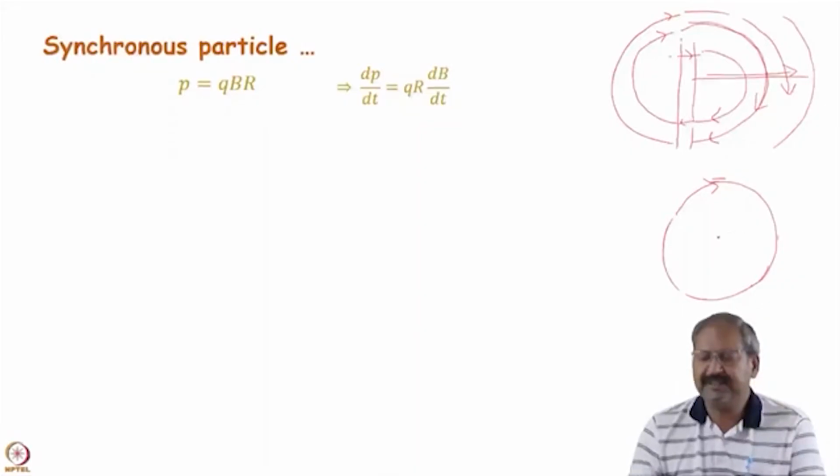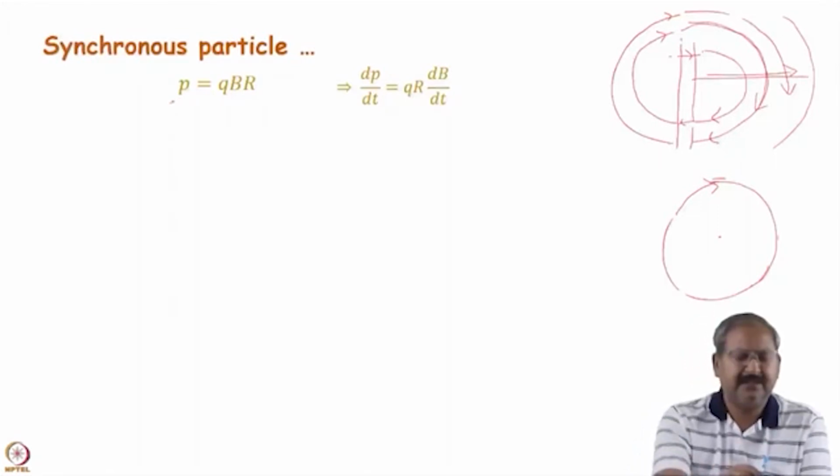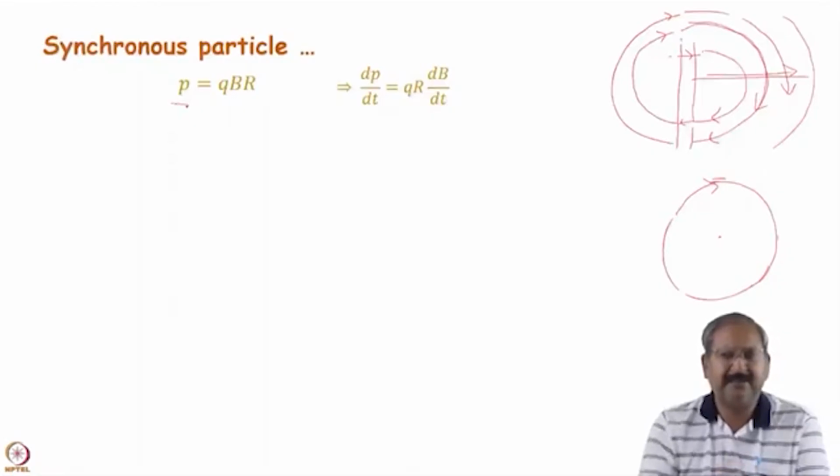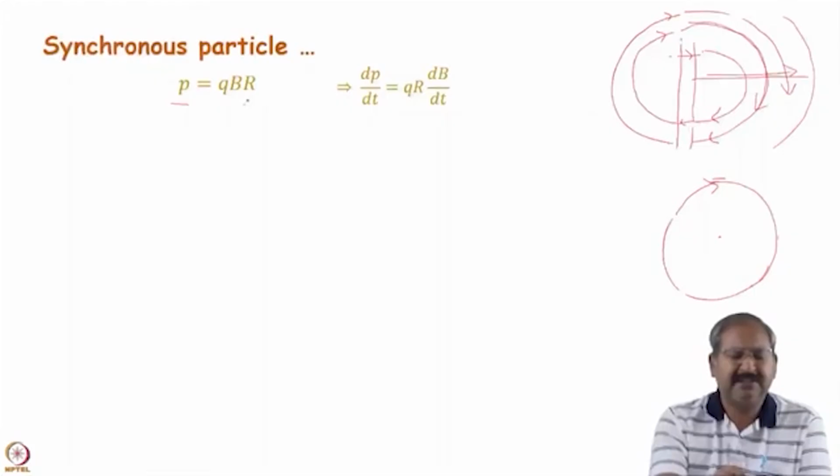So in this case, if we want to increase the energy, we increase the magnetic field also to keep the radius constant. So suppose P is the correct momentum, the momentum of the synchronous particle, then the radius of curvature of this particle will be given by this relation. P is equal to QBR. B is the applied magnetic field.